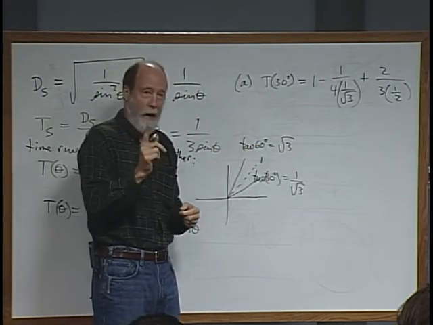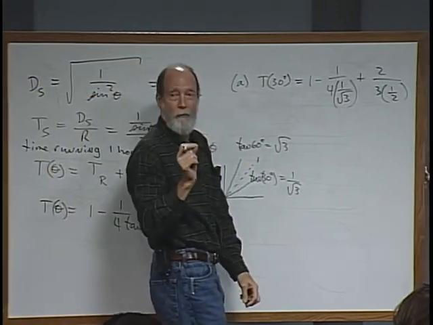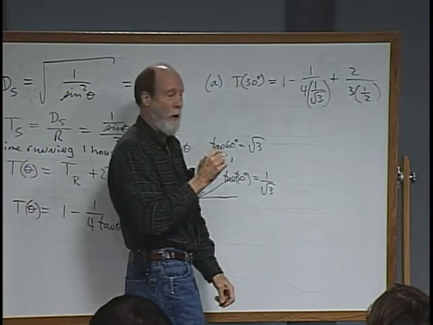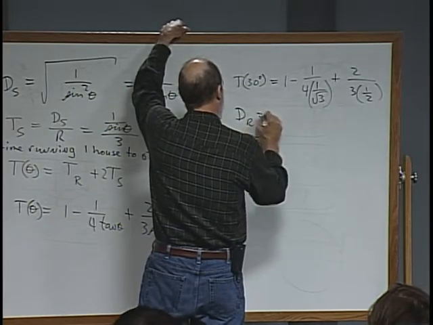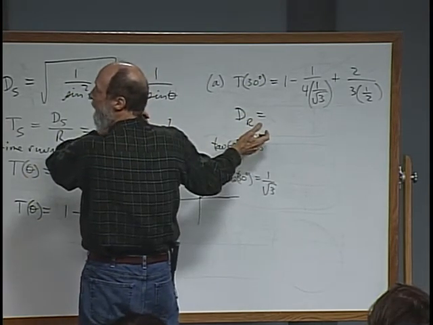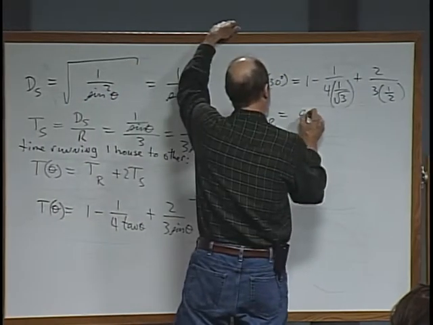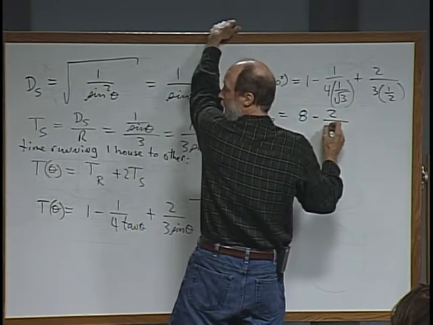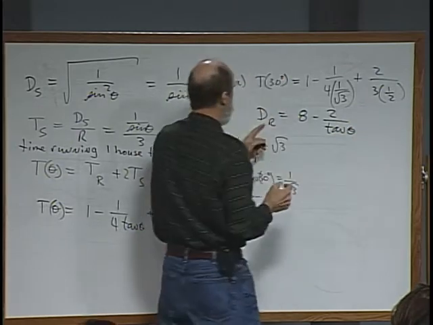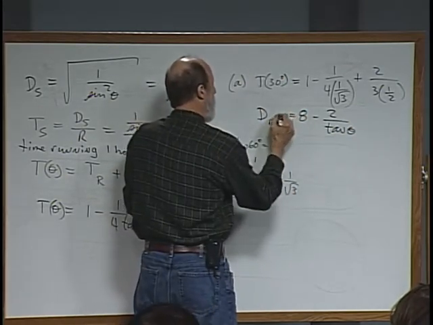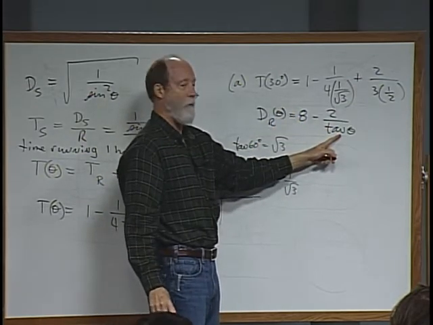The other thing you ask as part A in the book is what distance does she run on the road, right? And we have an equation for the distance on the road over on the other board. The distance on the road, I'll just write it down here again, is 8 minus 2 over tangent of theta. So at 30 degrees then, this is also a function of theta. So all you have to do is use 30 degrees there and put a 1 over square root of 3 in there.